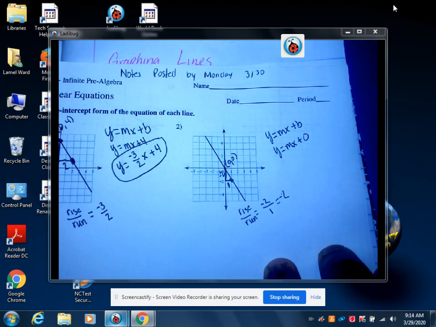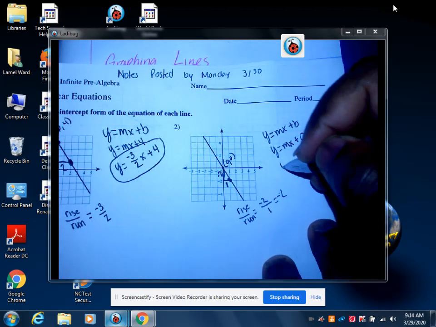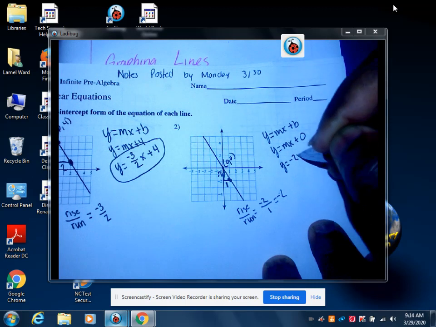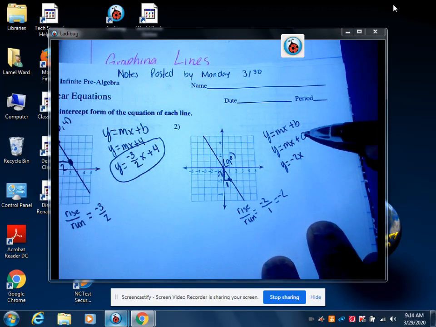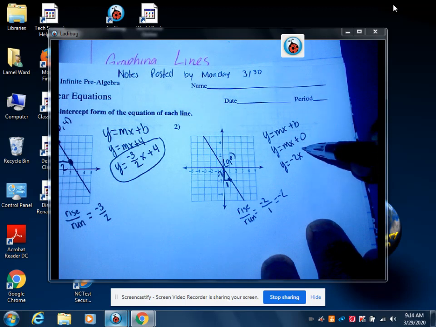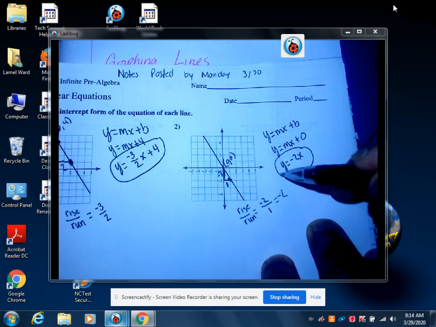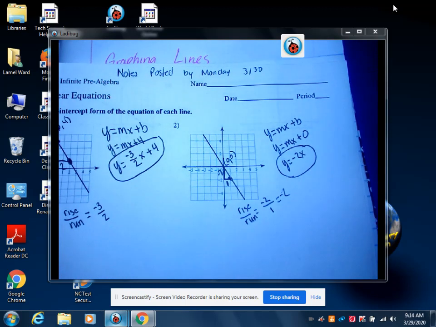Now that we know that m is -2, I just plug it in. Y equals -2x. And really, since my b is 0, we don't have to really put it back in. So my equation is just going to be y equals -2x. All right.